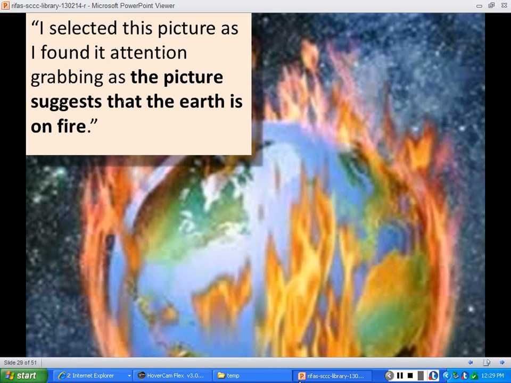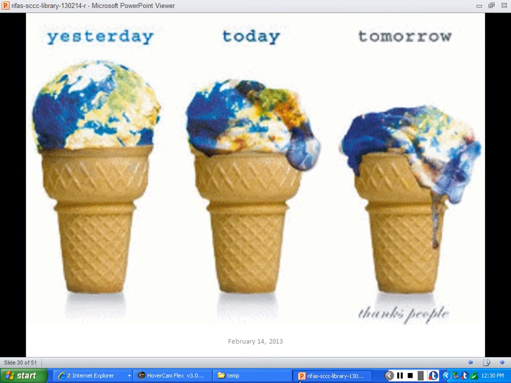And this is one of the solutions that was submitted by one of the students. I selected this picture as I found it attention-grabbing, as the picture suggests that the Earth is on fire. But the picture does not say anything about what was new or important in McKibben's article last July. And also, I think this kind of image encourages people to think that the whole idea is over-exaggerated and not a real problem, because the Earth is not on fire. This was another graphic that was proposed by one of my students, yesterday, today, tomorrow.